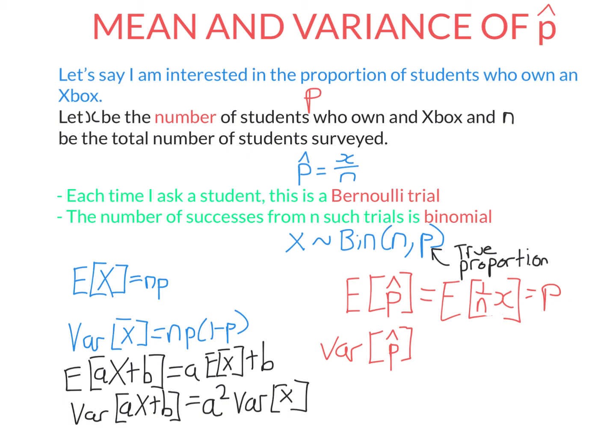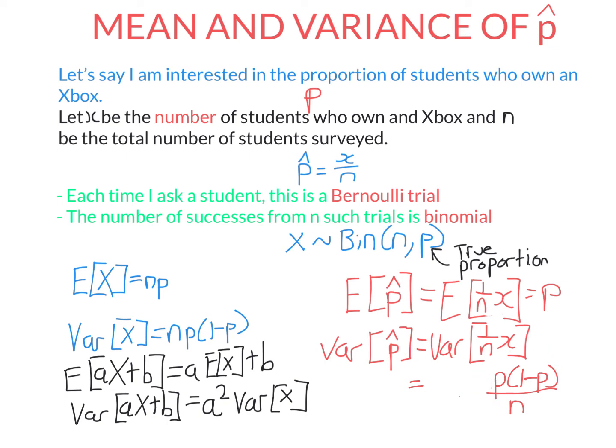I can do something similar to come up with a formula for the variance of p-hat. Remember, p-hat is just 1 on n times x. Using this rule down here, if we have something in front of the x and we're taking the variance, I square that, so it becomes 1 on n squared times the variance of x. Now the variance of x is np times 1 minus p. And of course, n on n squared is just 1 on n. So the variance of my sample proportion follows this formula here.